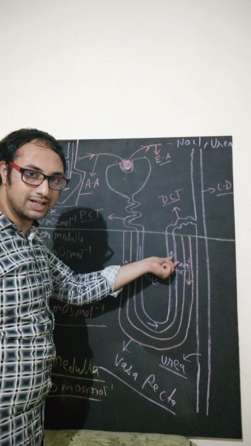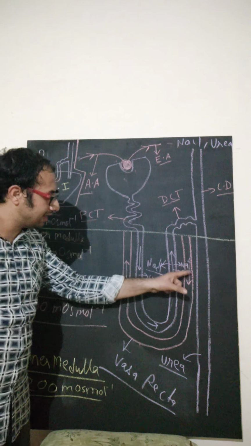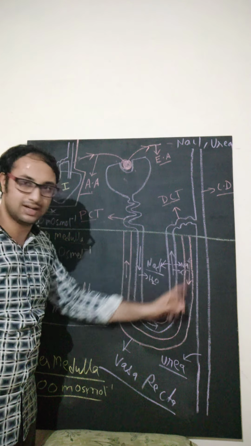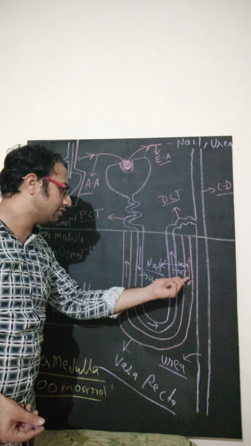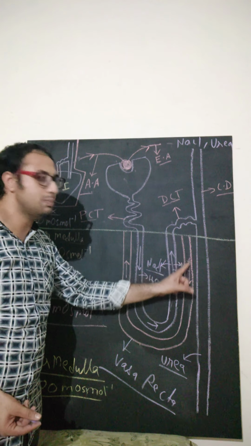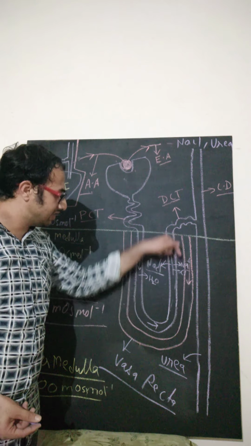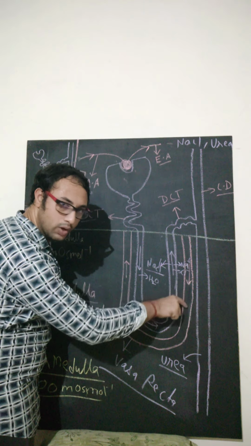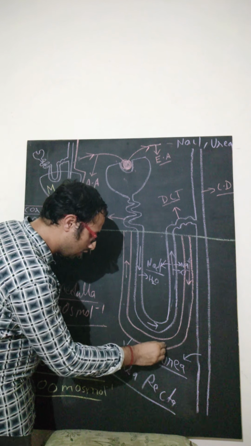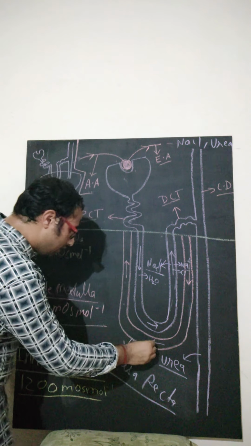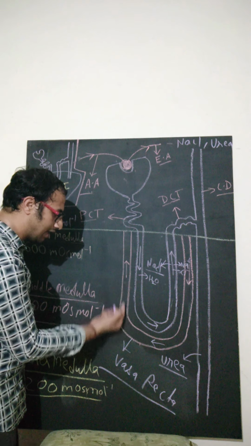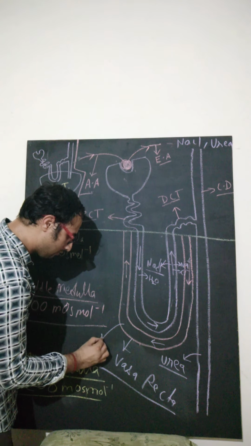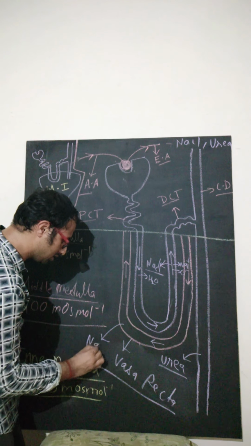So NaCl, that is the electrolyte, where are they entering? They are entering into the descending limb of vasa recta, and vasa recta is a blood capillary. Obviously, it will carry the blood. So this NaCl will mix with the blood of the descending limb of vasa recta. With this blood, the NaCl will come down like this. And as this blood is entering into the ascending limb of vasa recta, the NaCl will come out into the medullary interstitium.